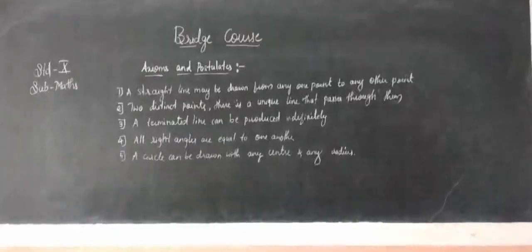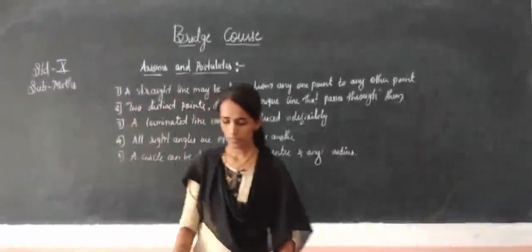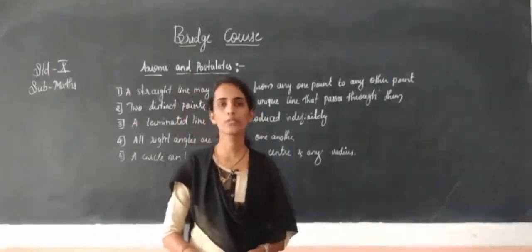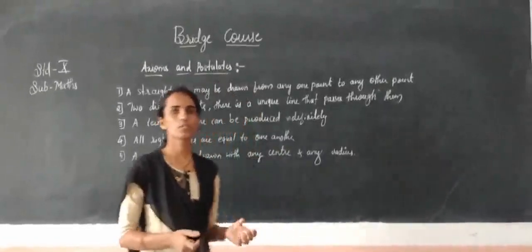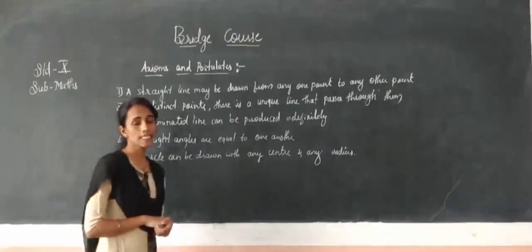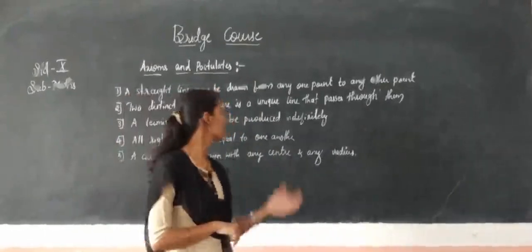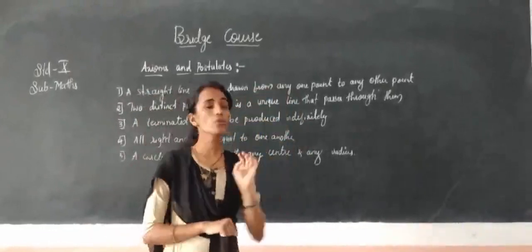So now, postulates. These are the unchanged definitions which we can use in the branch of maths. So what is the first postulate? A straight line can be drawn from any one point to any other point.